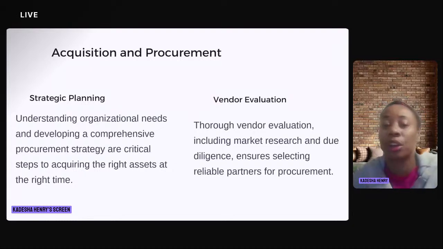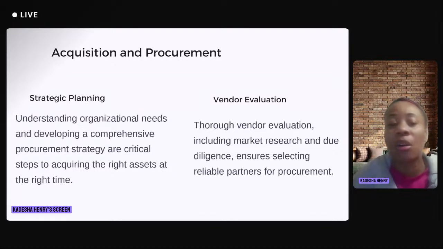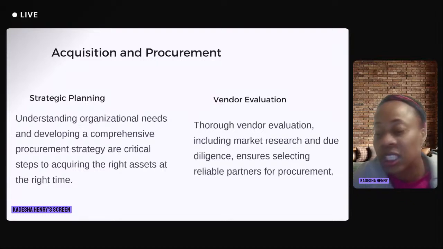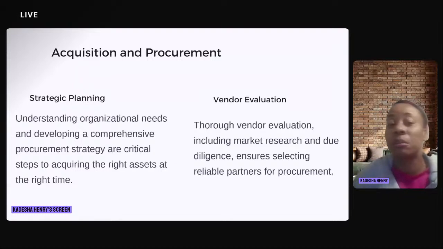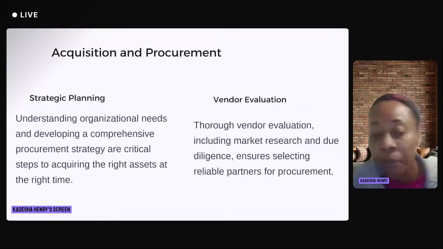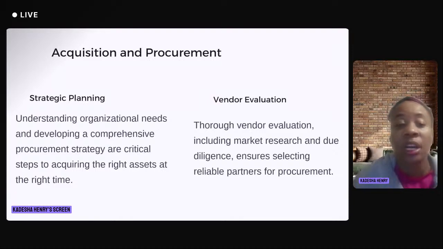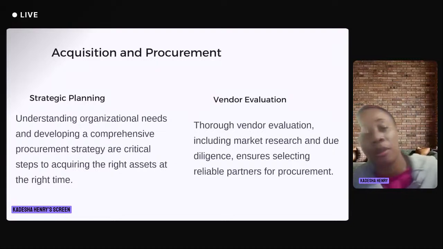So in acquisition and procurement, you have to do strategic planning, understanding the organization's needs and developing a comprehensive procurement strategy are critical steps in acquiring the right asset at the right time, right? You have a planning committee, you have a department head, you have managers who may be involved in this part of the process because there has to be approval. So you are getting the right assets and you're getting them at the right time. Suppliers don't tell you it's coming tomorrow at 10 and then next Monday you still don't have it. So you have to make sure they are reliable and that they will deliver according to your service level agreement or the contract that you have with them.